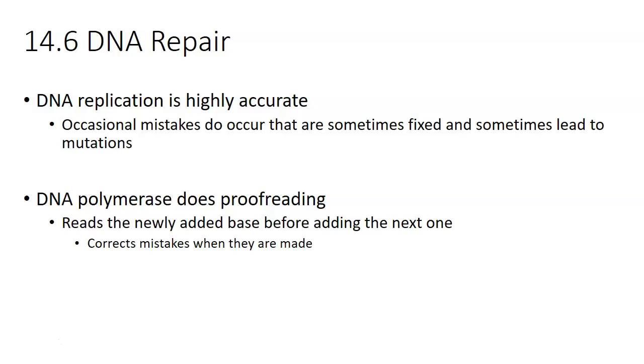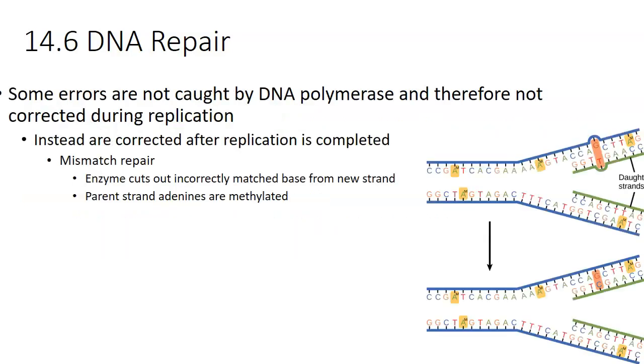So it's highly accurate, and DNA polymerase has built-in proofreading capabilities. As it's laying down bases, it checks itself before it lays down the next base, and if a mistake is found, it will correct itself. Now, there are some errors that are not caught by DNA polymerase as it's proofreading, and therefore they may not be corrected right then and there by DNA polymerase 3. Instead, after replication is finished, other enzymes might have to come in and fix things.